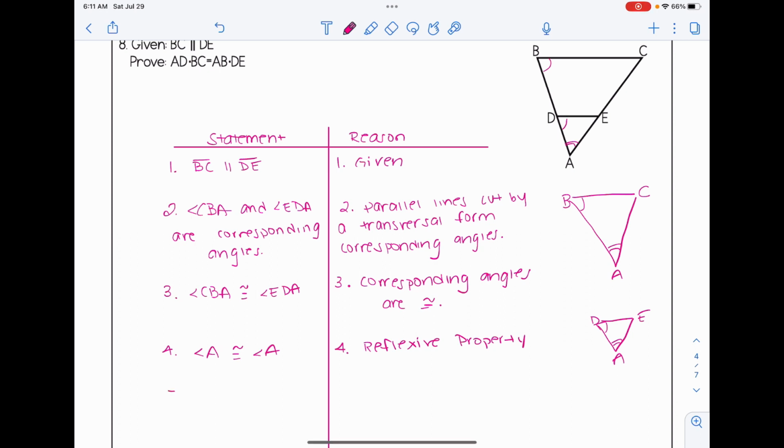And now I'm going to write that triangle CBA is similar to triangle EDA. Again, watch your symbols because we have been doing congruent so far, but the triangles are not congruent, they're similar. And that's the angle-angle similarity theorem.